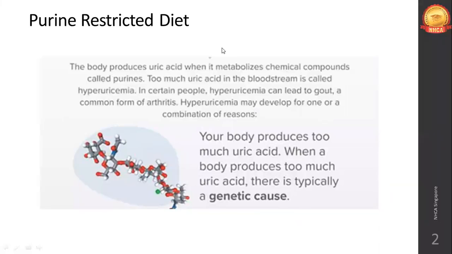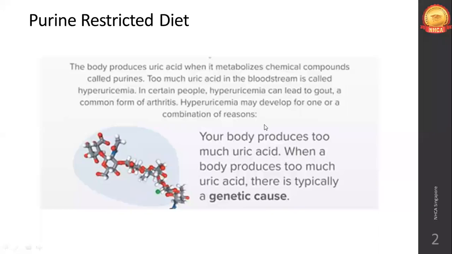Okay, gout. I'll show you the images later. What is gout? It's a kind of arthritis. It affects the joints. When the body has too much uric acid in the bloodstream, this extra uric acid will get deposited in the joints, and it will lead to inflammation, arthritis, etc.